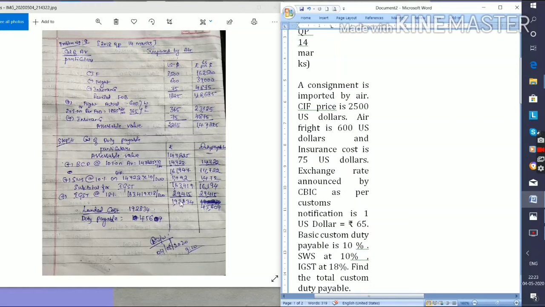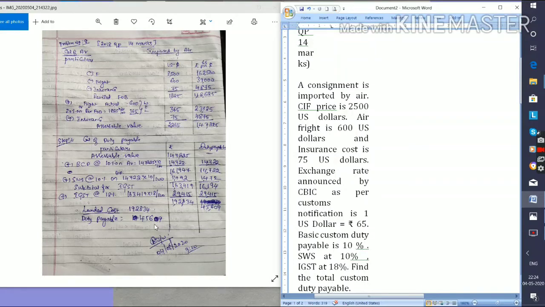You will get 1,92,834. That is the landed cost. And again here 16,194 plus 29,415, that is 45,609. It is duty payable.